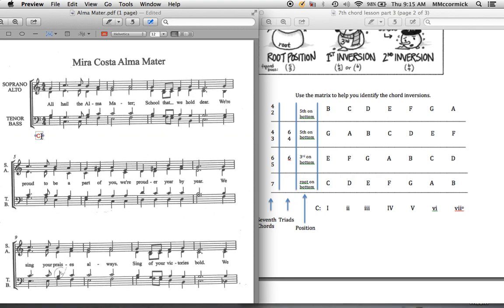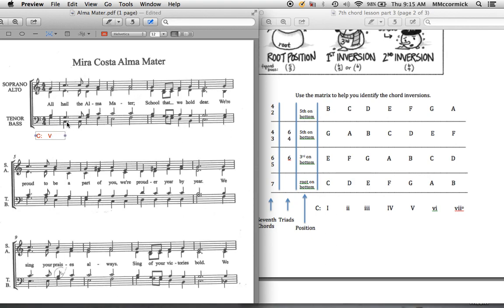All right, and now let's begin doing some analysis. First thing you do, you take a note inventory. G, B, D, G. Find its place in the matrix. G, B, D, right there. That's the 5 chord. Notice that there's no F in that chord, so it's not a 7th chord. So we don't put a 7 next to it, and it's in root position, so we don't put any number next to it. So we're starting off pretty easy.